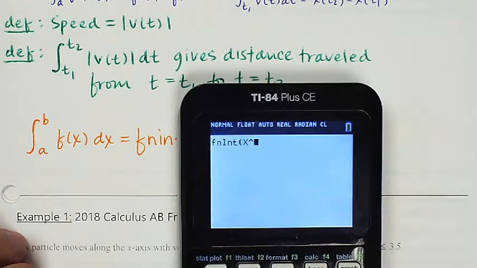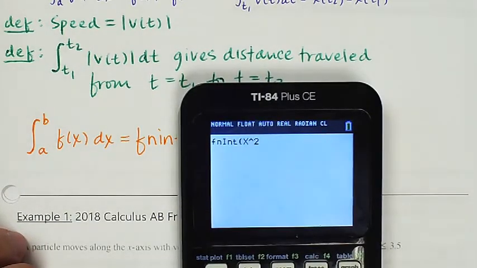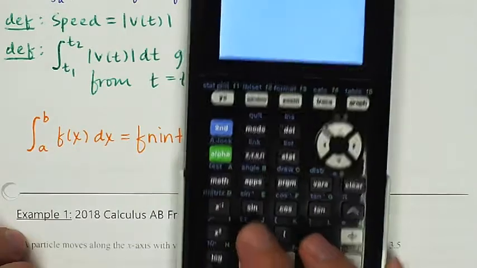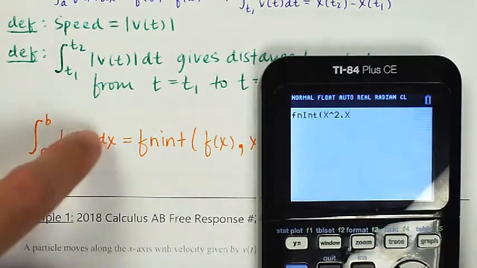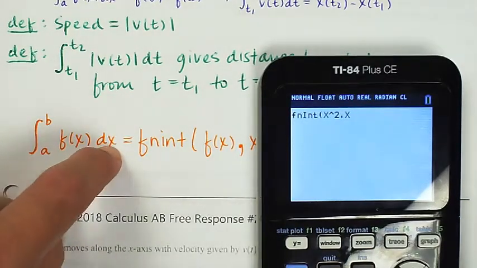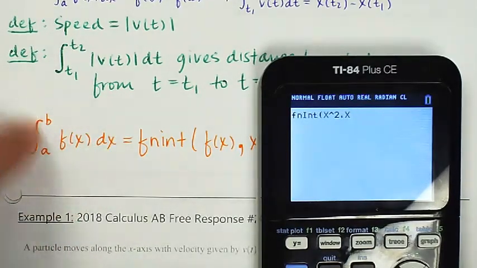For example, I just did x squared. You hit the comma, which is right here below sine and above 7. Comma. Then we're going to press x to let it know that x is the variable I'm integrating with respect to, and also I'm going to let x run from a to b, right?